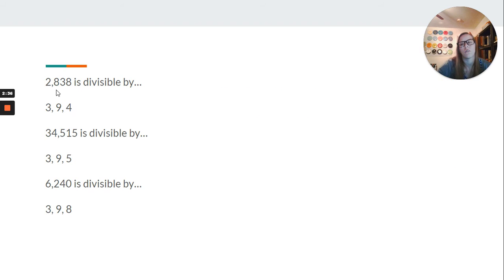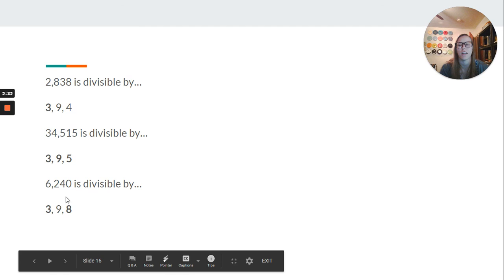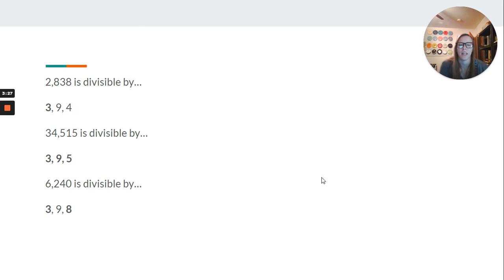So again, some examples. So 2,838 is divisible by 3, 9, or 4. Again, it could be more than one, so let's add our digits together. 2 plus 8 is 10, plus 3 is 13, plus 8 is 21. 21 can be divided by 3 and only 3. 34,515: we add them together, 3 plus 4 is 7, plus 5 is 12, plus 1 is 13, plus 5 is 18. 18 is divisible by both 3 and 9. And here we have our last example, 6,240. Again we add them together, 6 plus 2 is 8, plus 4 is 12. So 3 and 8, because our last three digits there, 240, is divisible by 8.